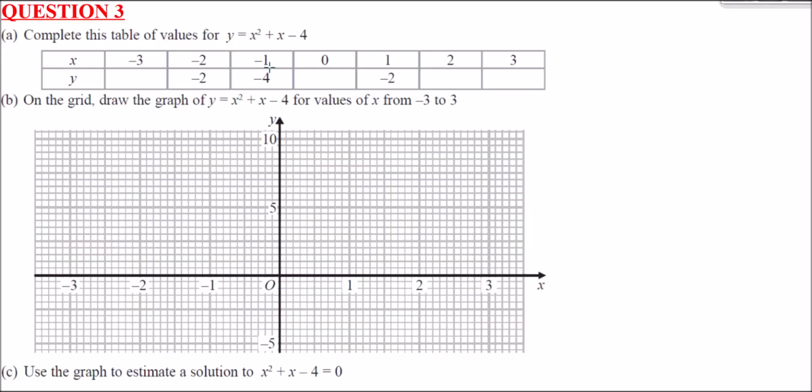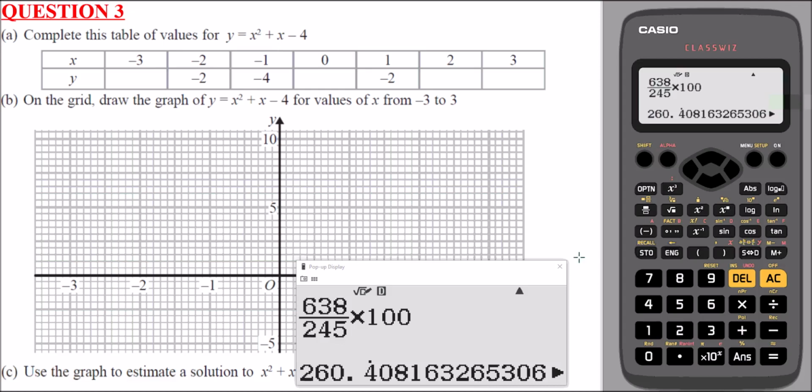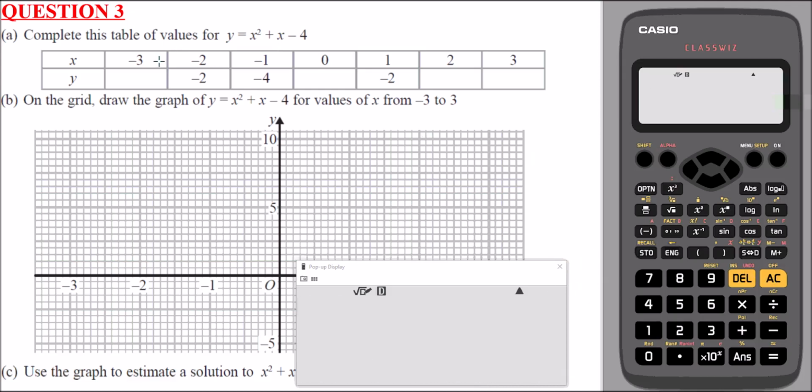Question 3. Complete this table of values for the equation y equals x squared plus x minus 4. I'm going to show you one of 2 ways of how we can fill in this table easily. Both ways involve a calculator. So what I would tend to do first of all is just simply substitute these missing numbers manually into the calculator. Now if we've got minus values, put them inside brackets.